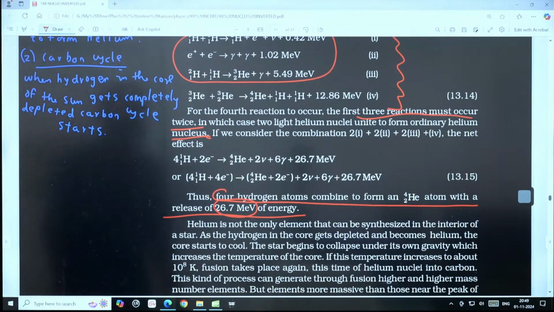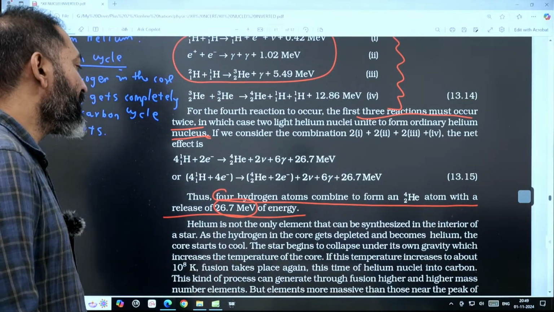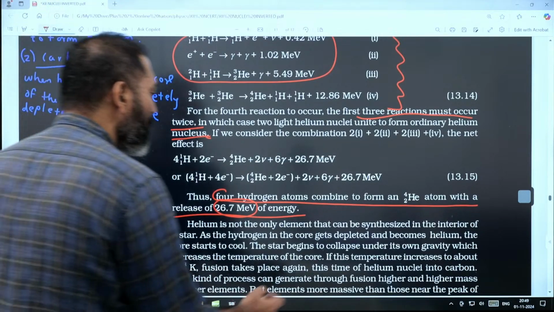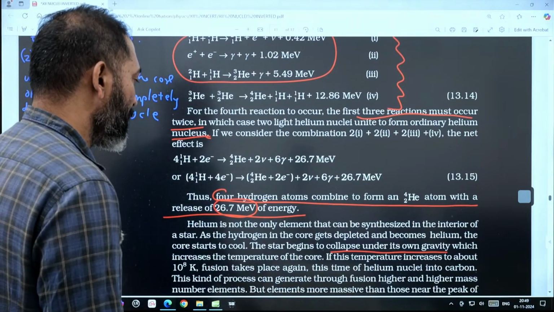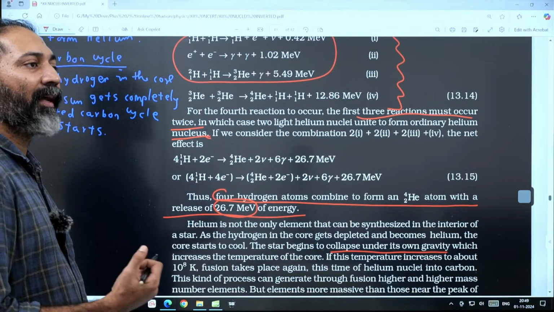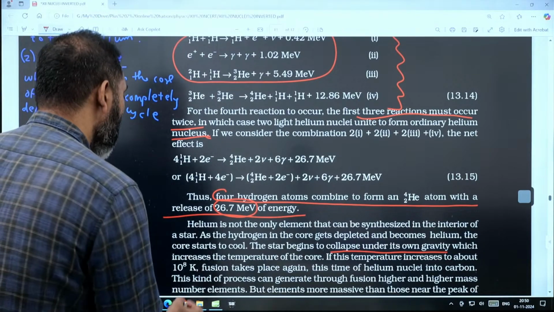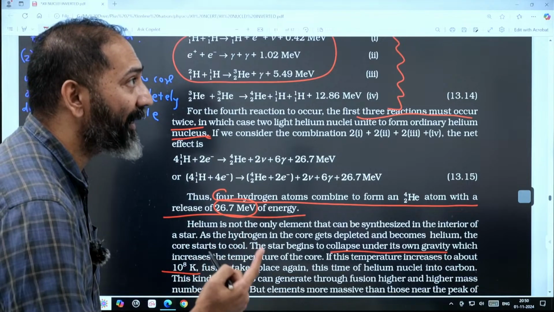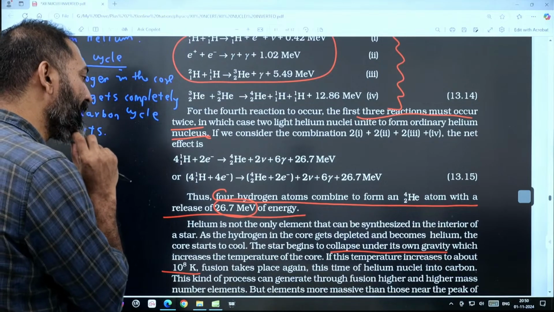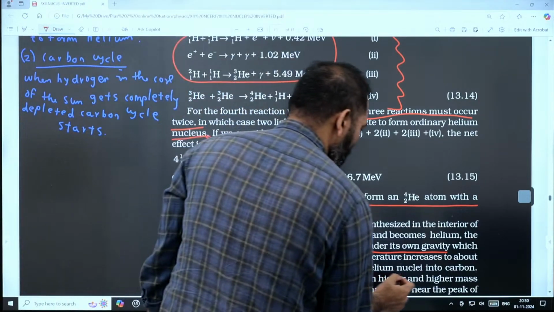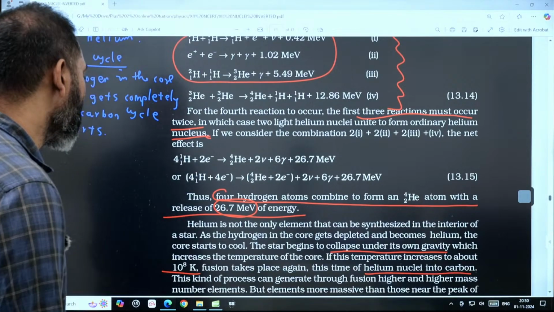As the hydrogen in the core gets depleted and becomes helium, the core starts to cool. The star begins to collapse under its own gravity, which increases the temperature of the core. If this temperature increases to about 10 raised to 8 Kelvin, we know that again fusion will take place. Fusion takes place again, this time of helium nuclei into what? Carbon. This is called the carbon cycle.